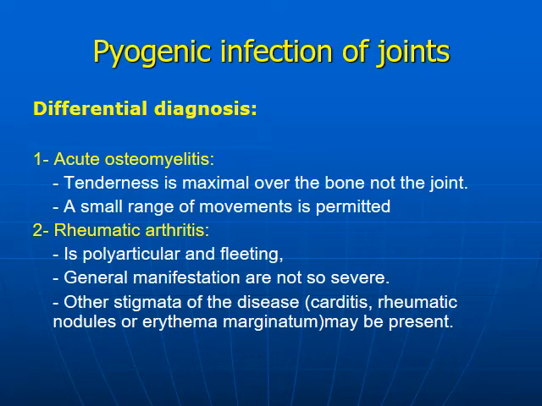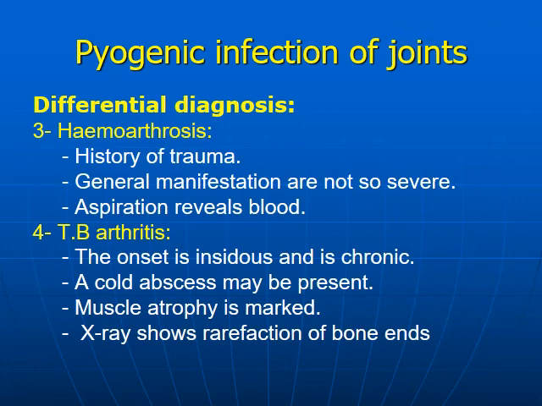Differential diagnosis: acute osteomyelitis and rheumatic arthritis, as we mentioned in the differential diagnosis of acute hematogenous osteomyelitis. But here we can add hemoarthrosis, okay, and TB arthritis. In hemoarthrosis, there is a history of trauma, general manifestations are not so severe, and when we aspirate, we will reveal blood. In TB arthritis, the onset is insidious and chronic, a cold abscess may be present, muscle atrophy is marked, and X-ray shows rarefaction of bone ends rather than sclerosis, which was mentioned in pyogenic infection.